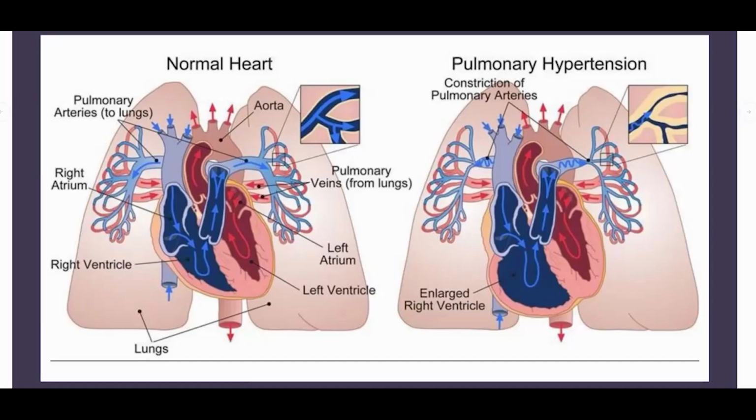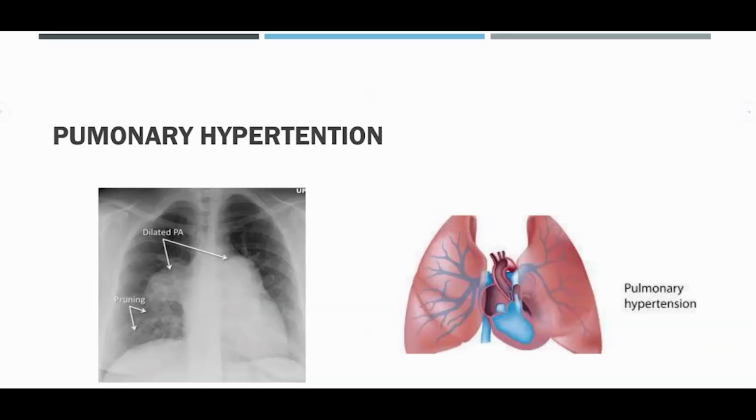And this is just a normal heart versus a large right ventricle, right-sided heart failure based on the pressure they're trying to pump against. Maybe atherosclerosis in the pulmonary arteries, that sort of thing. And again, you can kind of see the dilated heart with pulmonary hypertension.